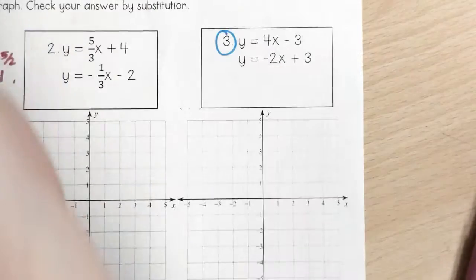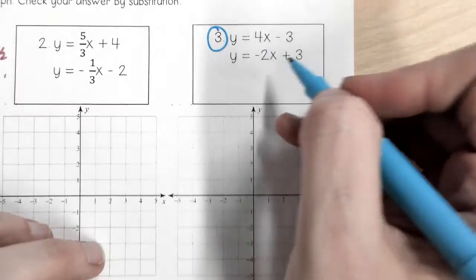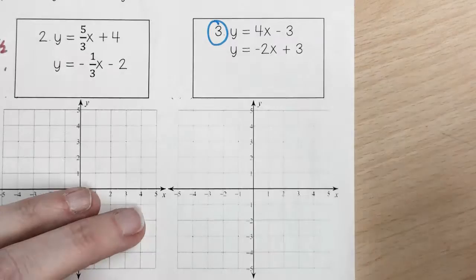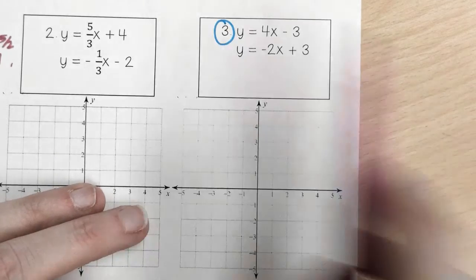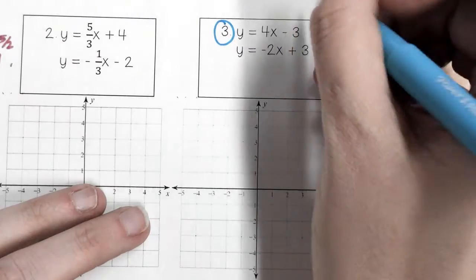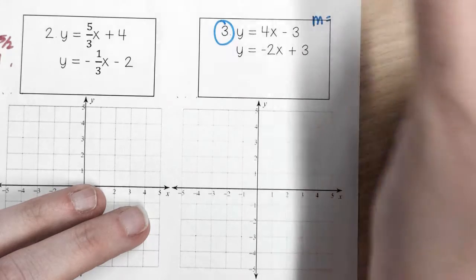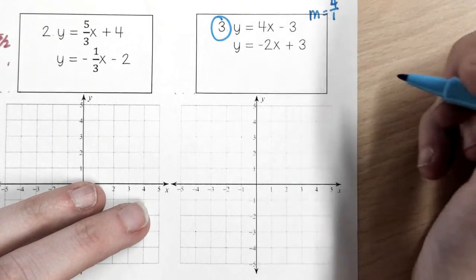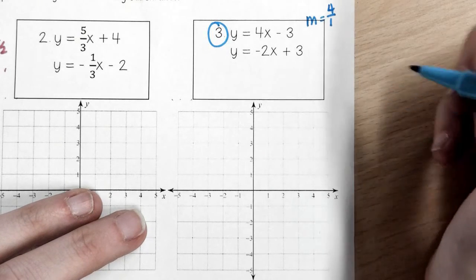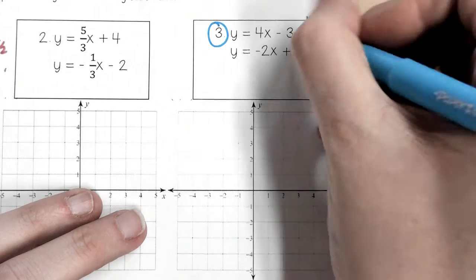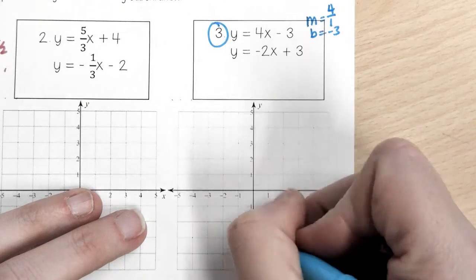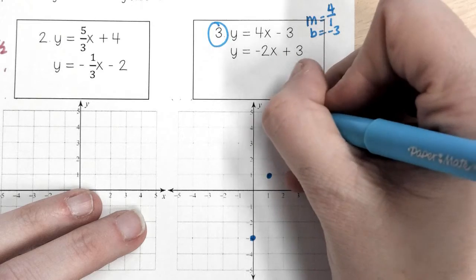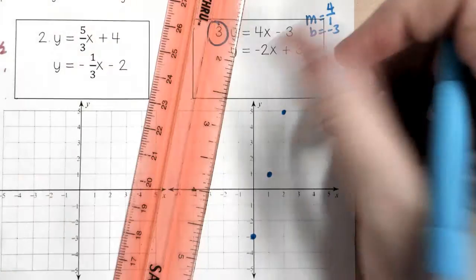Number 3 is also pretty easy, again, because it's in slope-intercept form. The only thing that's tricky about this is these slopes are not fractions, they're integers. So when I write down my slope, since I'm going to be using it to graph, I'm not just going to write 4. I'm going to write 4 over 1 because I want to see what it looks like when I graph it. My y-intercept is negative 3. So I start at negative 3, I'm going to rise 4, run 1, rise 4, run 1, and then connect these guys up.